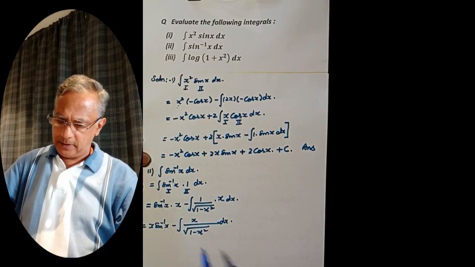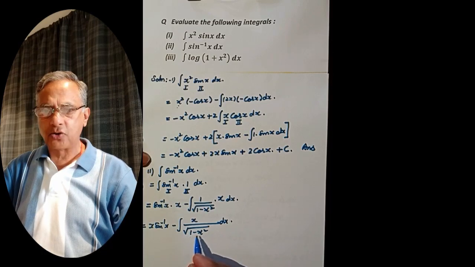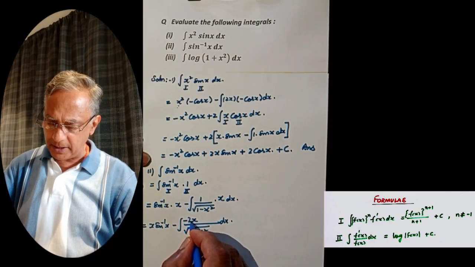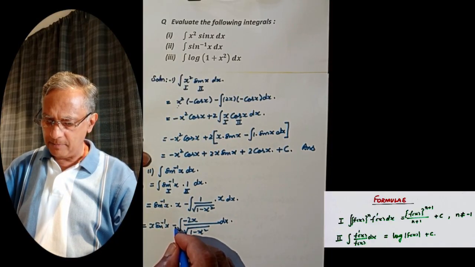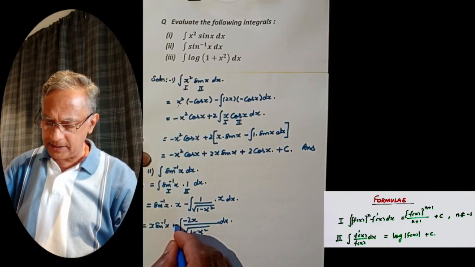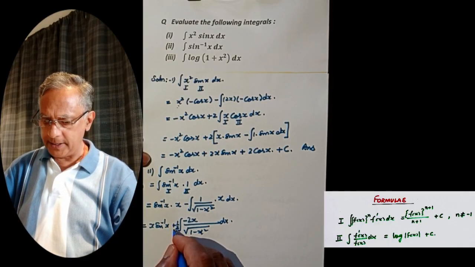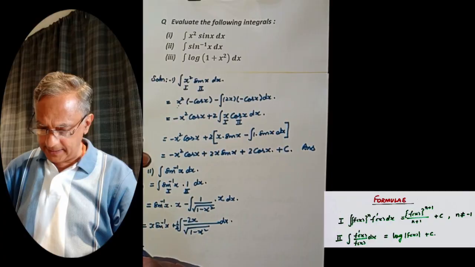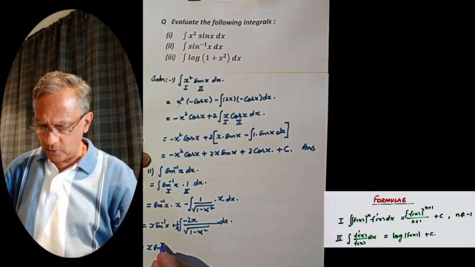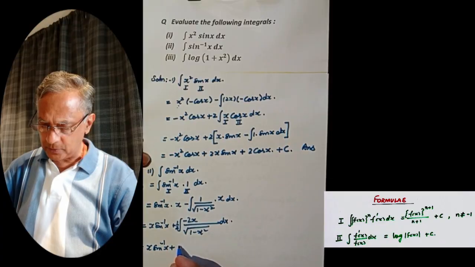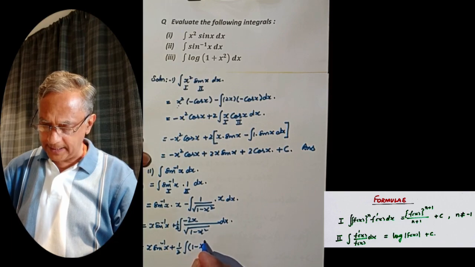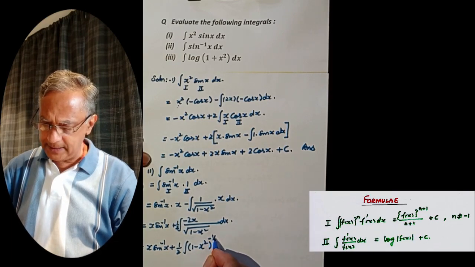dx. Now differentiation of 1 minus x square is minus 2x. So what we do is we multiply this by minus 2 and divide by minus 2. So this will be plus 1 by 2. Minus is plus. Now this is a complete integral. We can write this as x sine inverse x plus 1 by 2 integral 1 minus x square to the power of minus half into 2x dx.